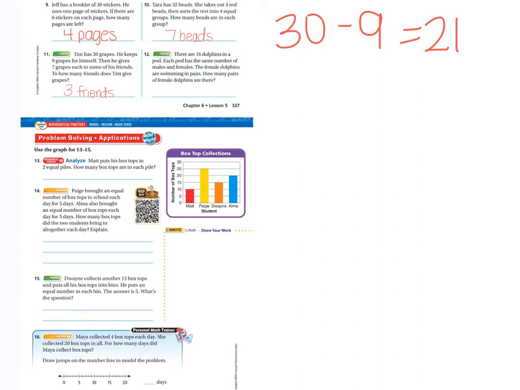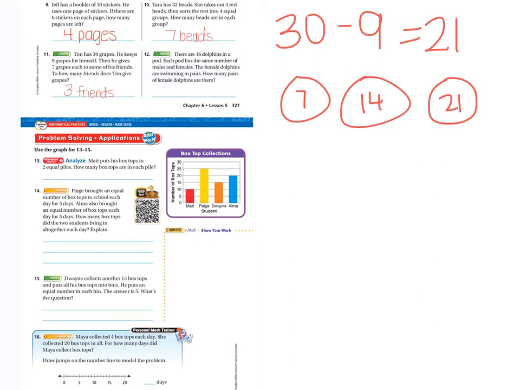Next, we know that each of Tim's friends will receive 7 grapes each. So I am going to make groups of 7 until I get to 21. 7, 14, 21. Okay, so those groups represent Tim's friends. There's one friend who gets 7 grapes, another friend who gets 7 grapes, which means Tim has given away 14, and then a third friend that gets 7 grapes, which means Tim has given away his 21 grapes. Our answer is 3 friends.